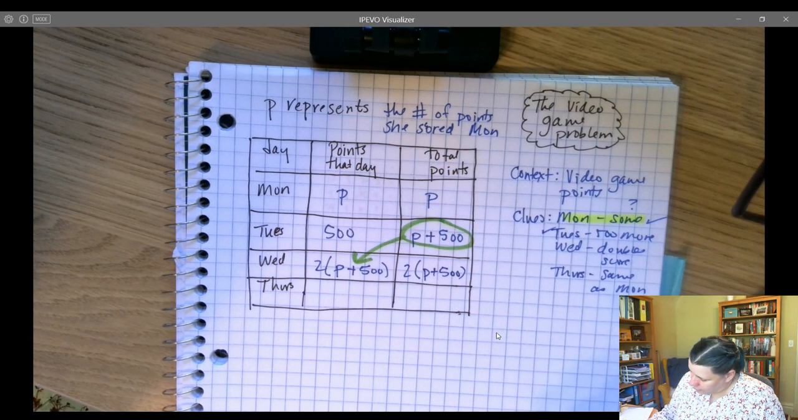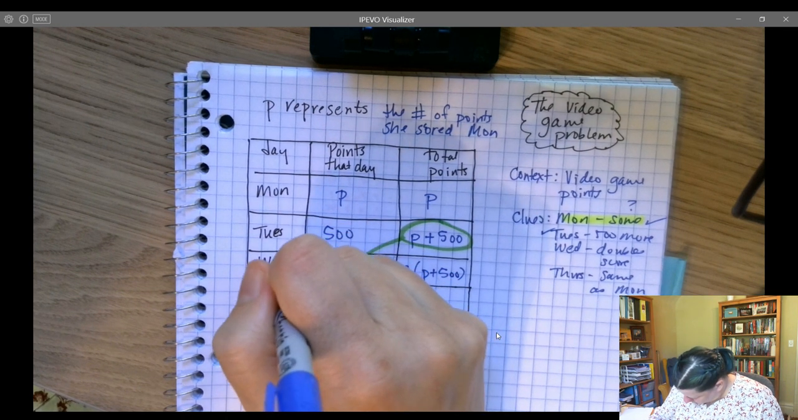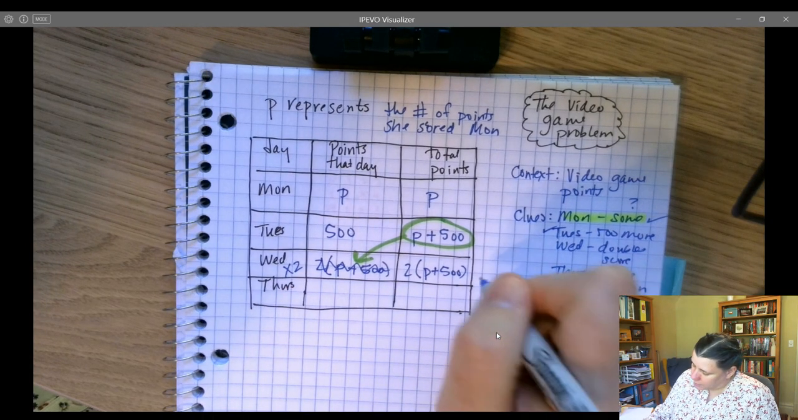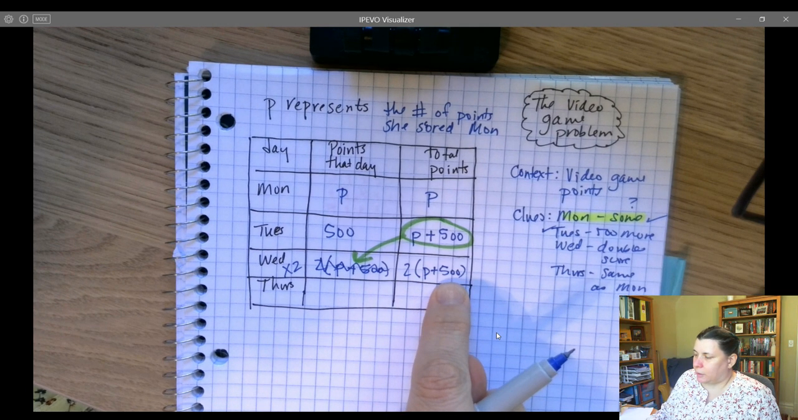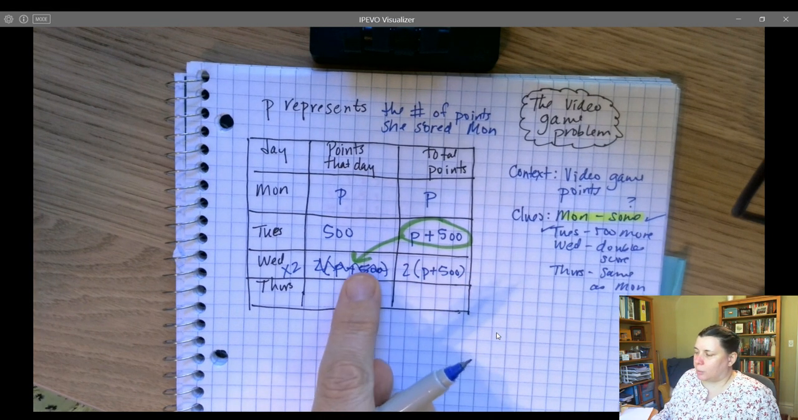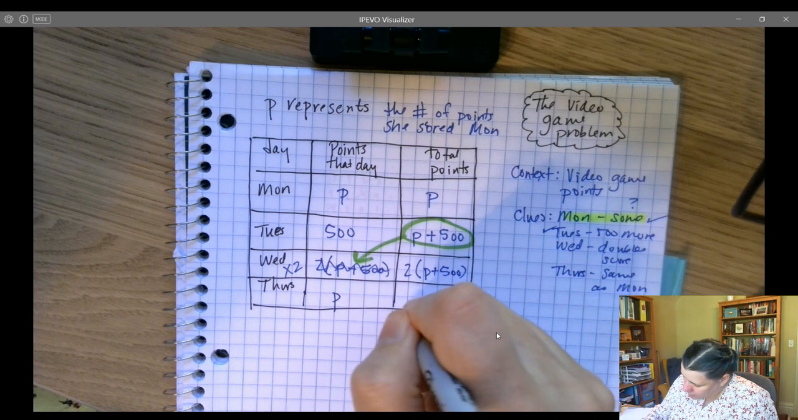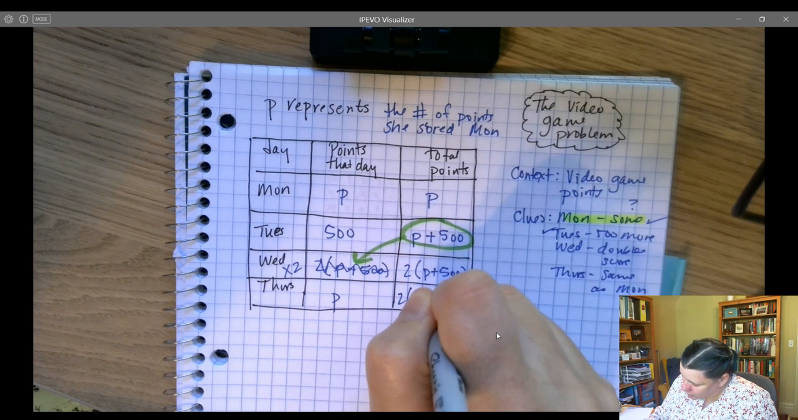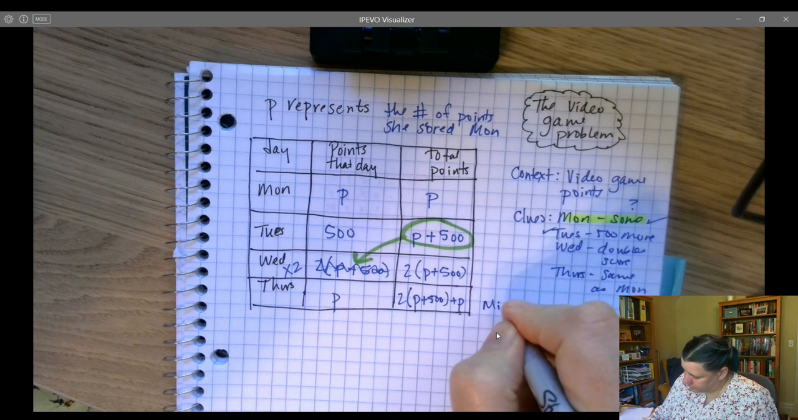Maybe I should have written here, it might make more sense if I just write here times 2, because whatever this is, we're multiplying it by 2, but regardless, we end up with this 2 times P plus 500. So this is P plus 500 that she had at the end of the day on Tuesday, and then another P plus 500 because she doubled that amount. And then Thursday, same as Monday, which is another P. So her total number of points is 2 times P plus 500, and then plus P. And this was Miguel's expression.